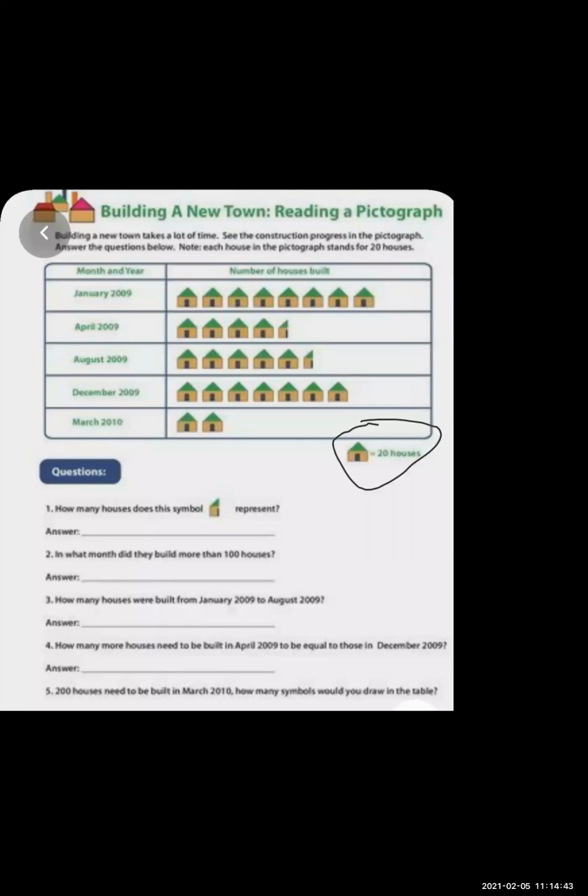Not 10, student. Look at April 2009, also the half house is there. Look here, this is also a half, and here also a half, in April and August, right? Not 30. 30 is the wrong answer. 20 is the correct answer. Everyone clear on the first question? If not clear, then ask me, student.